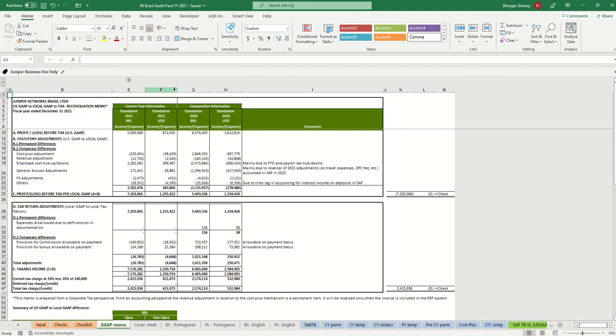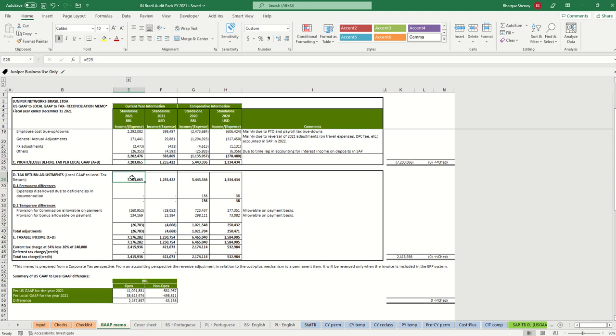So GAAP reconciliation is basically twofold. One is what the US GAAP reported number was, and then what number is getting reported in the local books. So 5 million was reported, and then we said 2 million of adjustments for certain reasons, which we have justified over here. And we are saying 7.2 million is the number being reported in our financial statements.